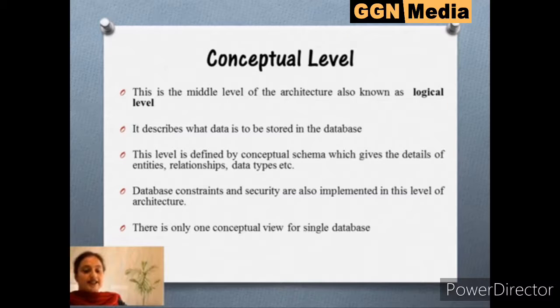Conceptual level is described by conceptual schema, which consists of the information of various entities, relationships and data types used in the database. Database constraints like integrity and security are also implemented in this level of DBMS architecture. There is only one conceptual view corresponding to a single database.